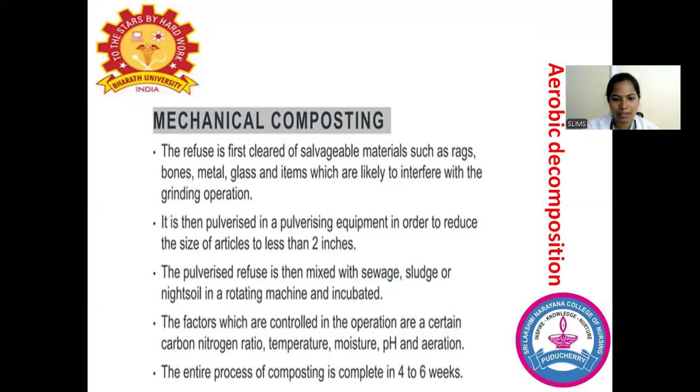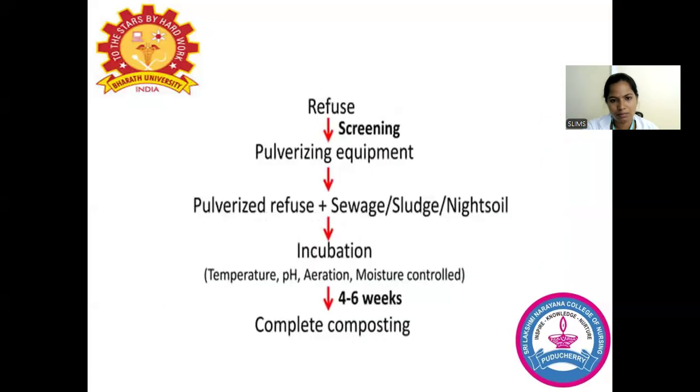It is then pulverized in pulverizing equipment in order to reduce the size of the article to less than 2 inches. The pulverized refuse is then mixed with sewage, sludge, or night soil in a rotating machine and incubated. The factors which are controlled in the operation are a certain carbon-nitrogen ratio, temperature, moisture, pH, and aeration. The entire process of composting is complete in 4 to 6 weeks.